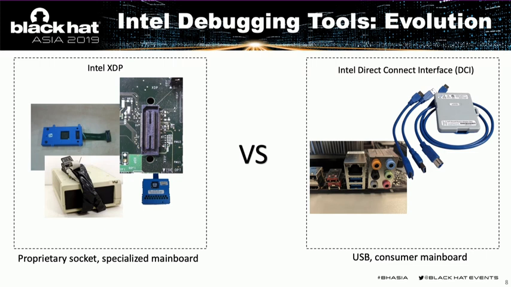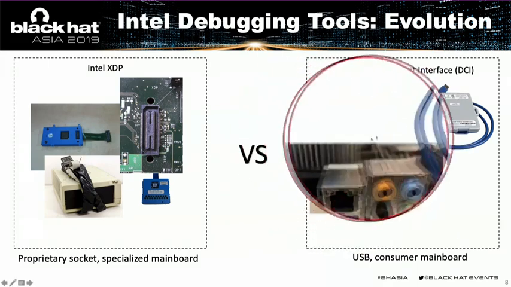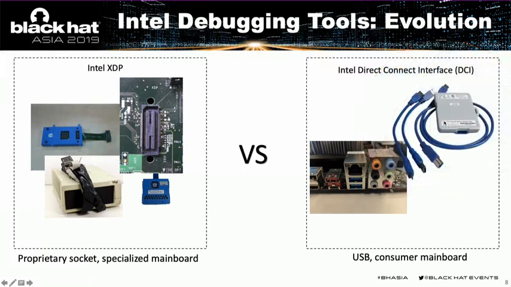Until 2015, you needed a special main board and a special socket for access to the JTAG interface and for debugging Intel chips. But for the last 15 years, all JTAG capabilities have been available through the USB port. It means you can use a simple DbC cable or a special Intel CCA adapter like that for debugging your platform.